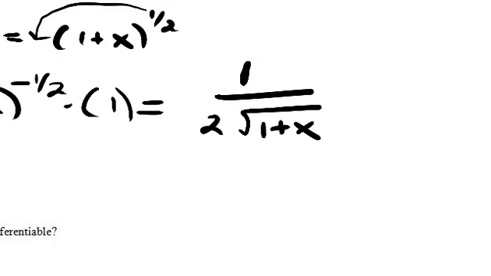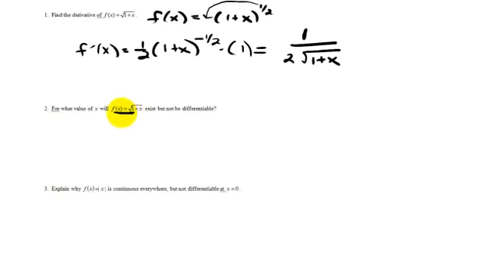Question 2, for what value of x will this exist but not be differentiable? Okay, so where does this exist? Well, this exists where 1 plus x is greater than or equal to 0, which means x has to be greater than or equal to negative 1. That's where this function exists.